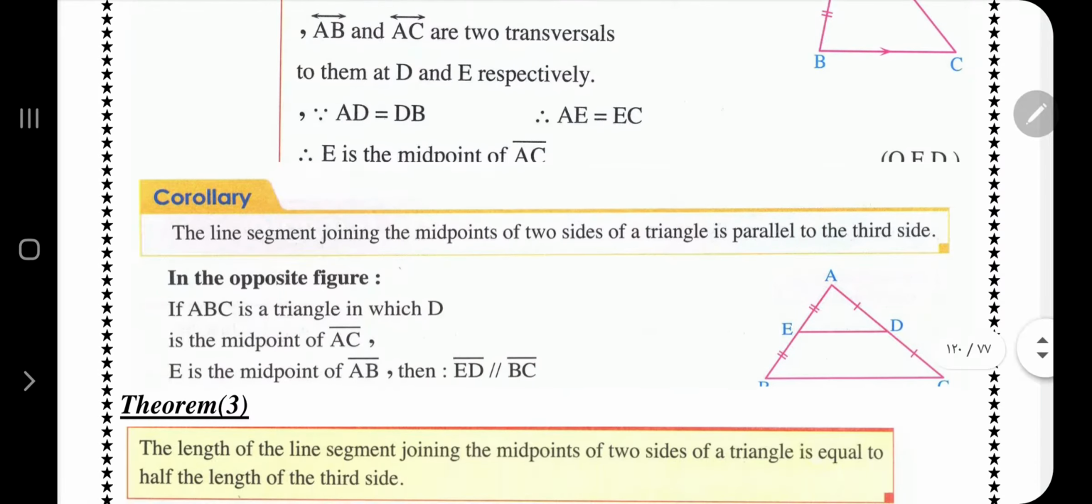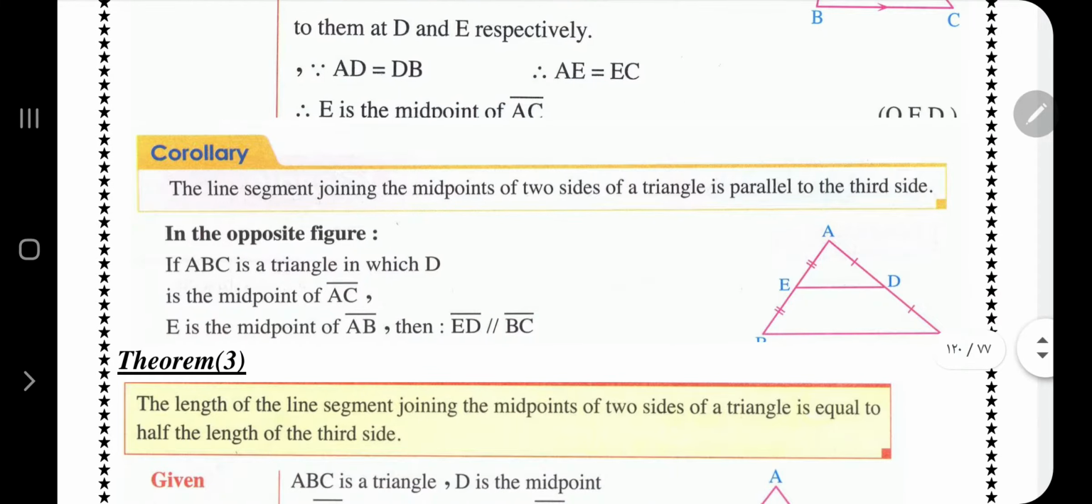Here there is a corollary. What is the corollary? The line segment. Take care, this starts with line segment, not length, because the length is another part. The line segment joining the midpoints of two sides of a triangle is parallel to the third side. How can I write the proof?